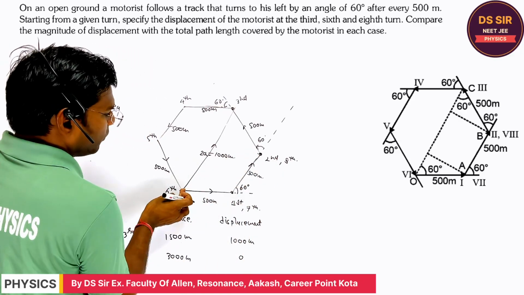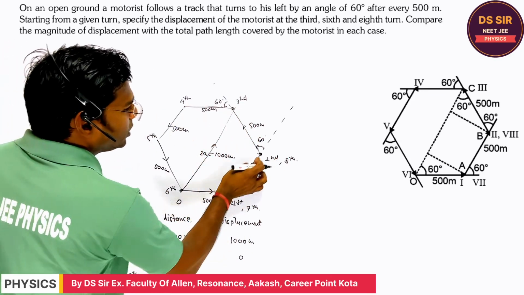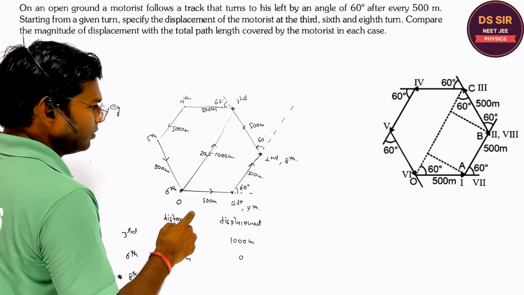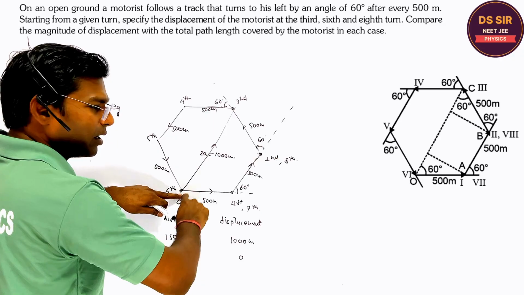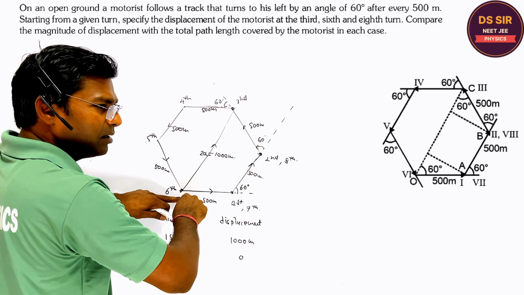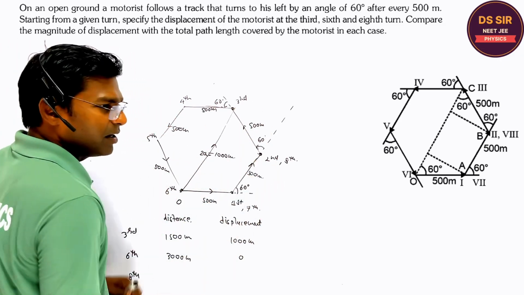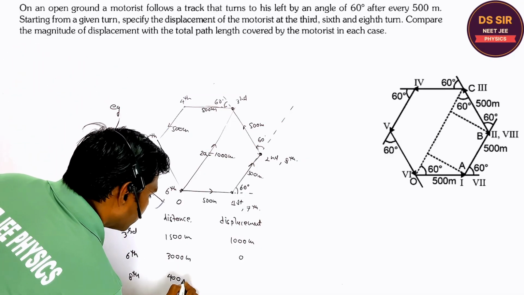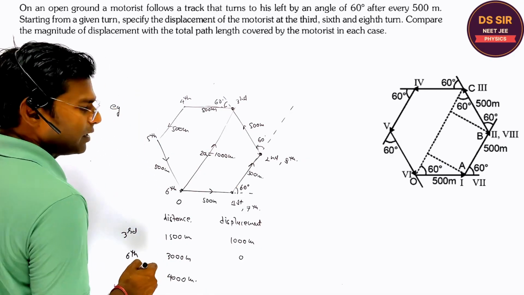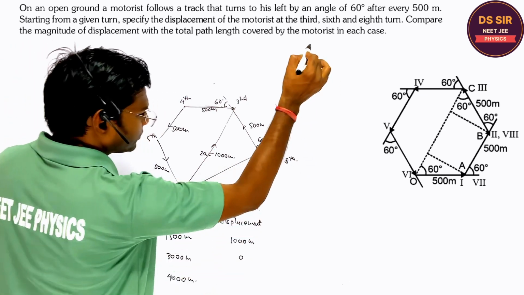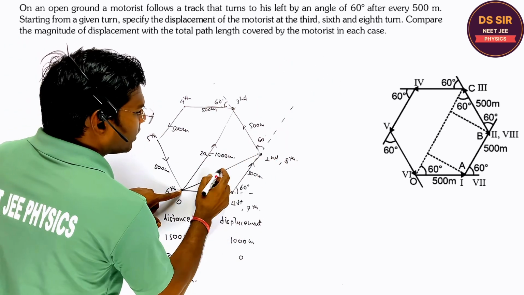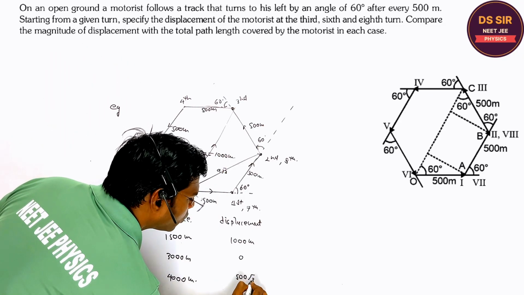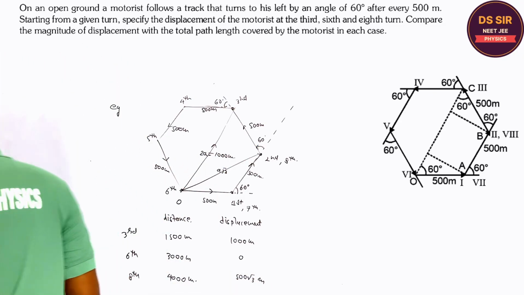When it reached from here to the 8th turn, what is the distance? No. Distance. Starting from here, complete one hexagon plus 500 plus 500. 4000. Right. And what about the displacement? A. Right. This is 500 root 3 meter. Is it clear or not, Yutal?